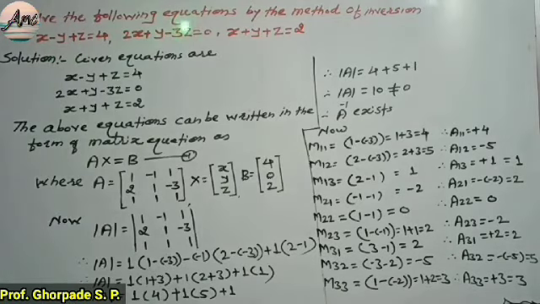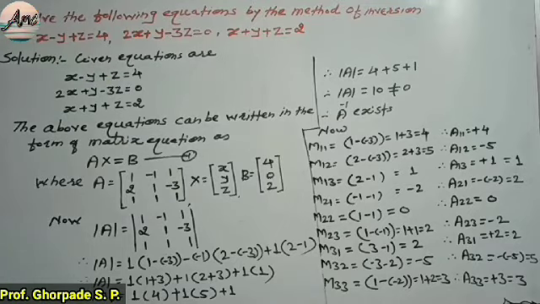Take the next example. Solve the following equations by the method of inversion. x minus y plus z equal to 4, 2x plus y minus 3z equal to 0, x plus y plus z is equal to 2. So by using the method of inversion, we have to solve these three equations. That means we have to find the values of x, y and z.